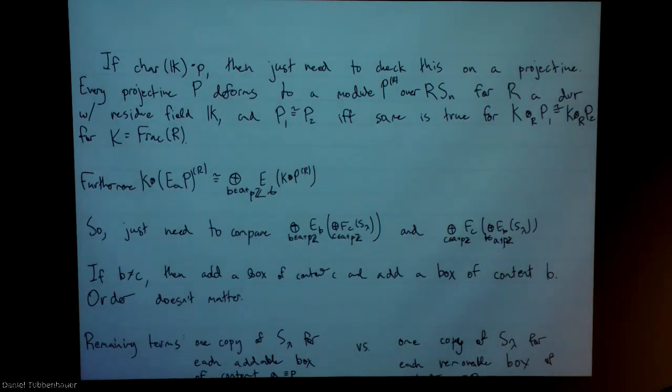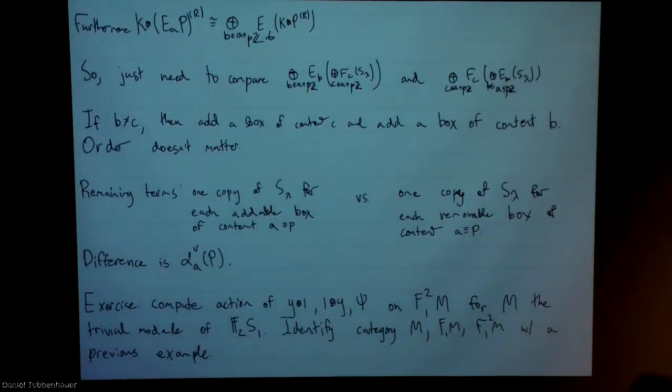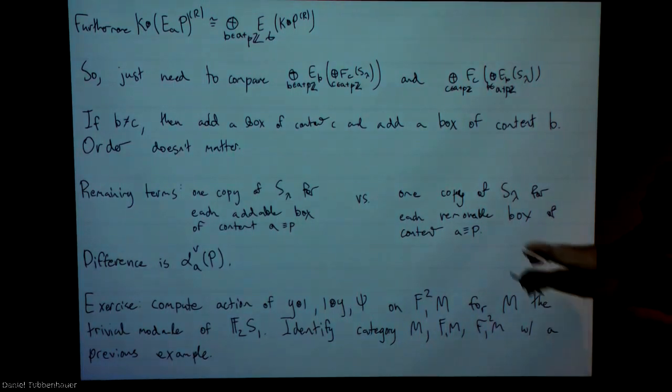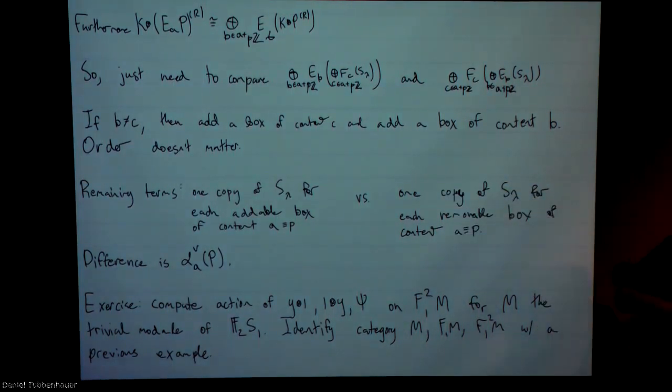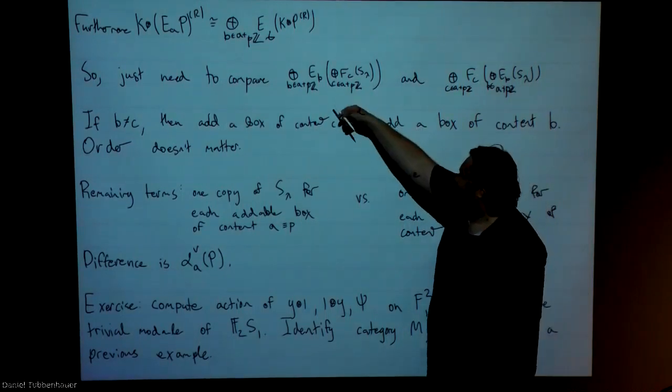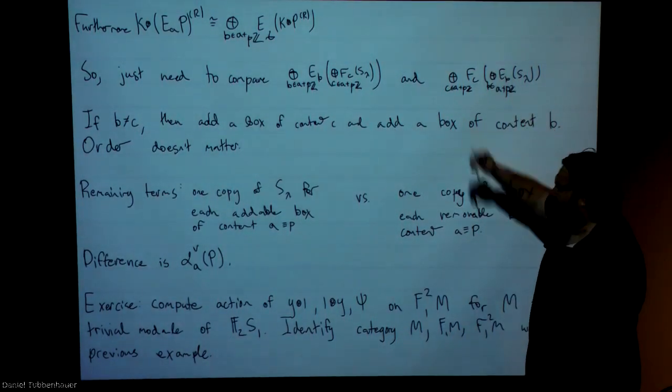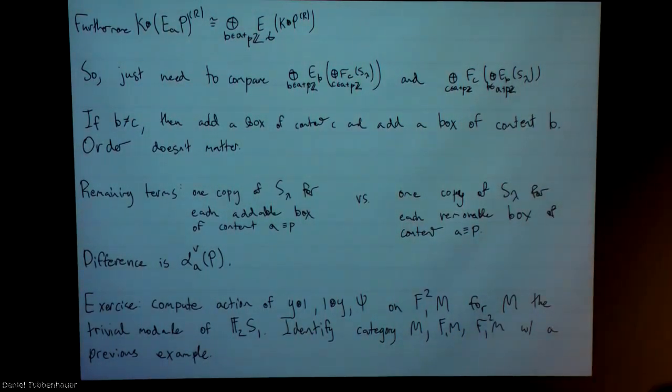Okay, this reduces to a characteristic 0 computation, and we've already done that. So now I'm looking at a spec module in characteristic 0, but I'm looking at adding all boxes of content that's congruent to A mod P. Well, if I add boxes and then remove those, right? This is add boxes and then remove them. This is remove boxes and then add them. If the contents are different, then the order doesn't matter.